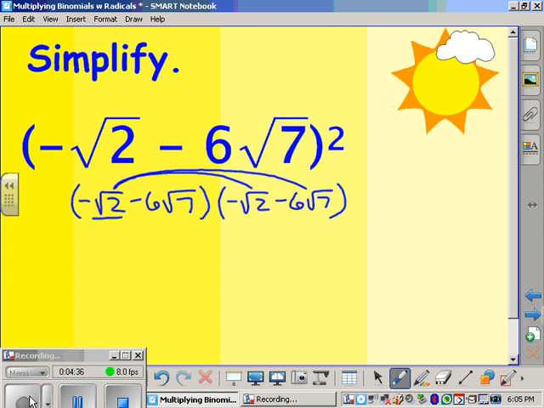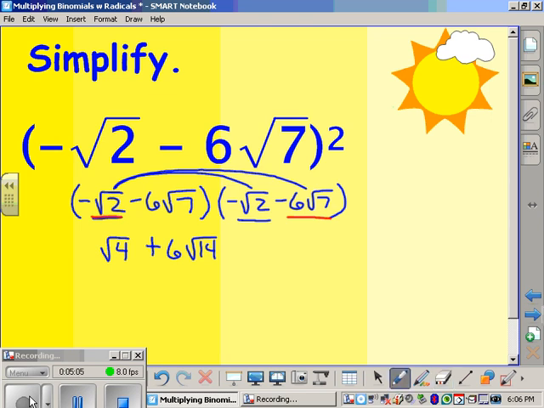So we have negative radical 2 times negative radical 2. That would be a positive radical 4. Then we have negative radical 2 times negative 6 radical 7. And that would be a positive 6 radical 14, because I need to multiply the 2 and the 7 since they are both under the radical symbols.